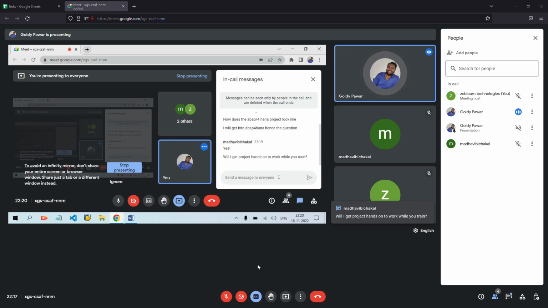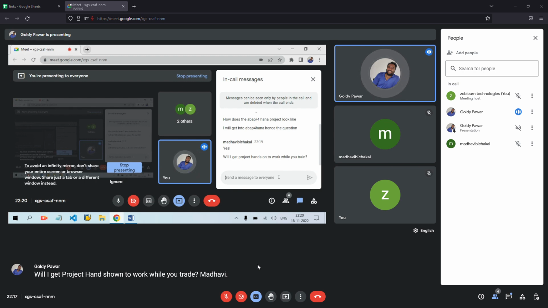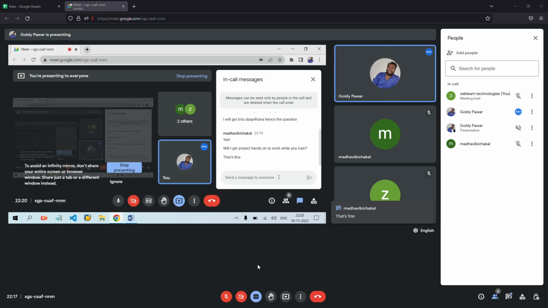Will I get project hands-on to work while you train? Madhvi, I can train you only on ABAP on HANA objects, not on the BIBW side. But you will get the project hands-on. Okay. Yes.